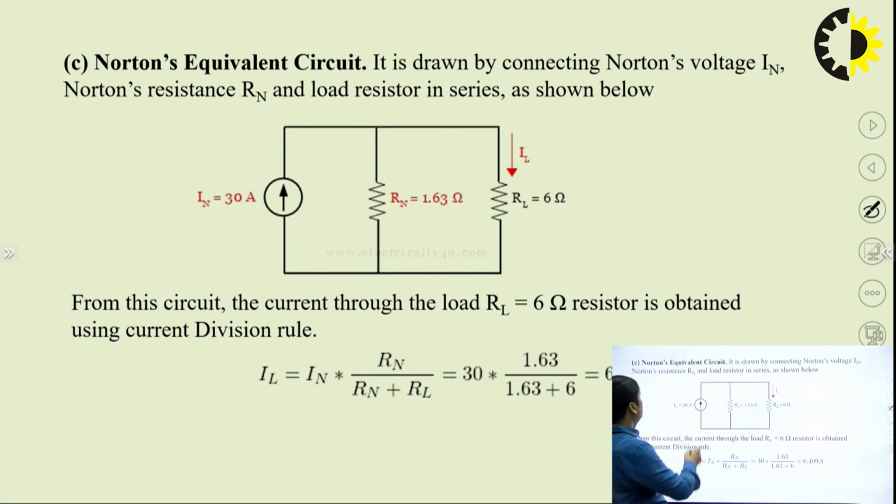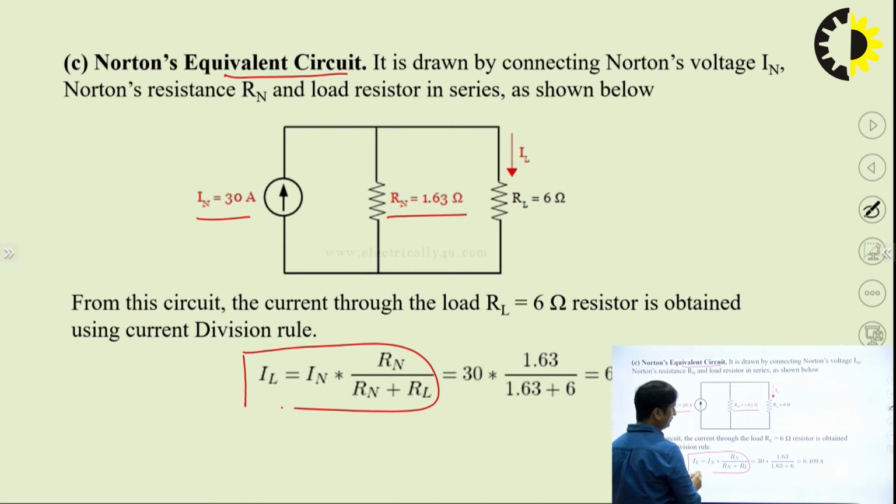Now next, the Norton equivalent circuit. In the Norton equivalent circuit, we have the Norton current, Norton resistance, and the load resistance. We have calculated Rn and In, and with the help of the formula we will calculate this. Replacing all this, In is 30, Rn is 1.63 upon 1.63 plus 6, and we will find that it will be equal to 6.409 ampere. So this is how we can calculate the value of load current with the help of the Norton theorem.